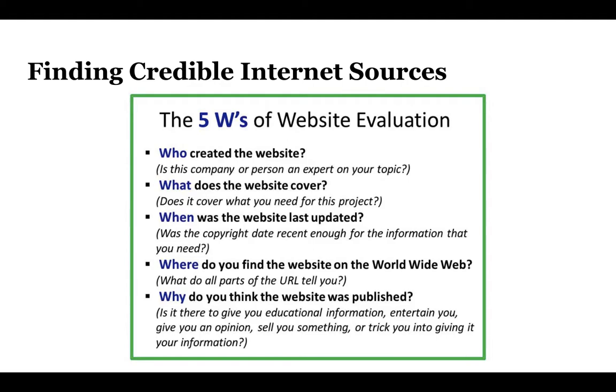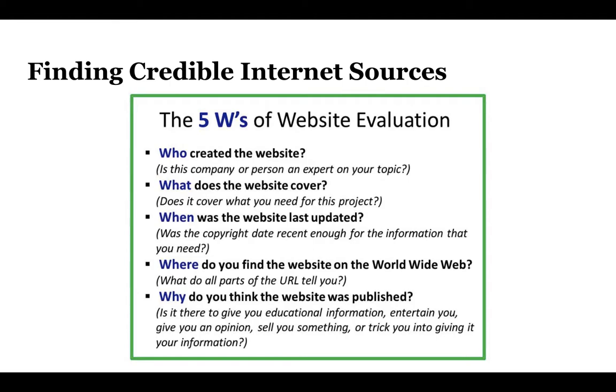They highlighted there the copyright date. Is it recent enough for the information that you need? When was it last updated? Can you find a date on there? Sometimes if a date can't be found, that's kind of a red flag that perhaps this website is not all that trustworthy. Where do you find the website on the World Wide Web? What do all parts of the URL tell you? That .edu, .gov, .com can be some indicators about whether or not that's a trustworthy site.